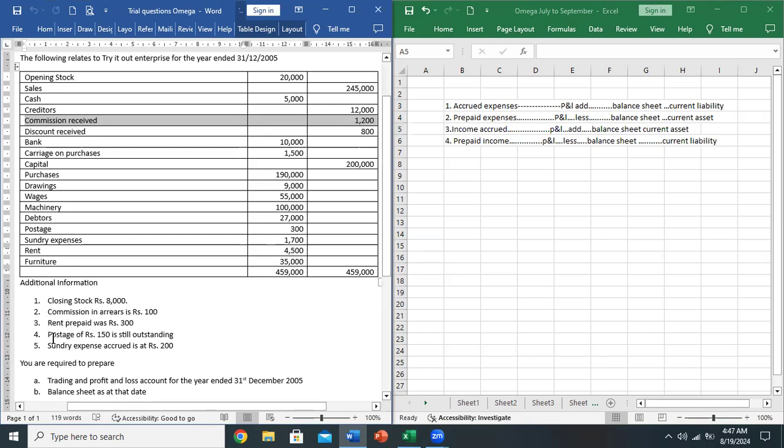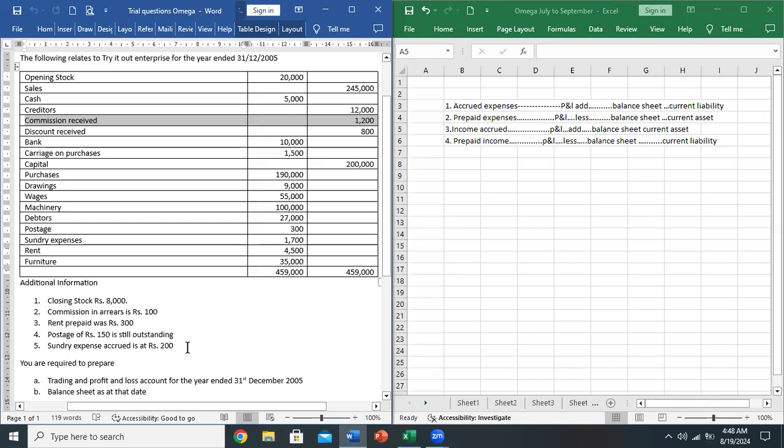The fourth one is postage is still outstanding. And if you go through, the postage is an expense. So an expense is outstanding. And when we say an expense is outstanding, it's the same as accrued expense. Okay. Then we also have sundry expense accrued. This one is even spelled out. Sundry expense accrued, right? Okay.